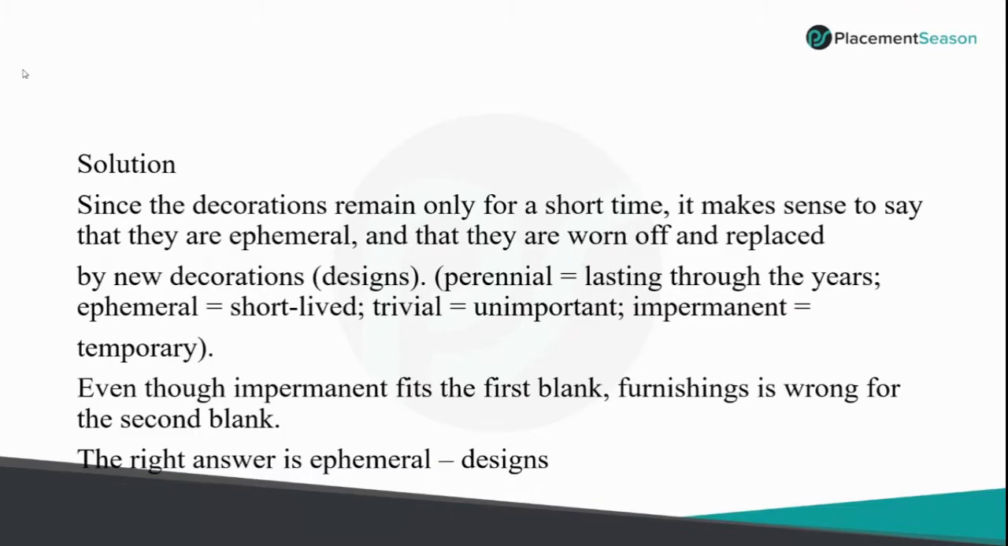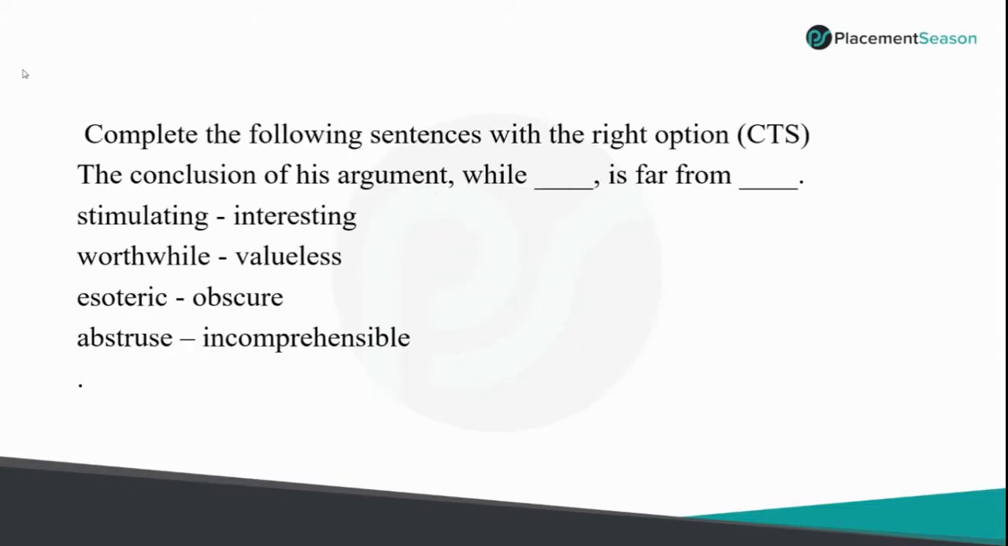Decorations remain only for a short time. So it makes sense they are ephemeral and that they are worn off or replaced by new decorations. Perennial means lasting for years, ephemeral means short-lived. Trivial is unimportant, impermanent is temporary. So even though impermanent fits the first blank, furnishings is wrong for the second blank. So the right answer is ephemeral and designs. Next question.